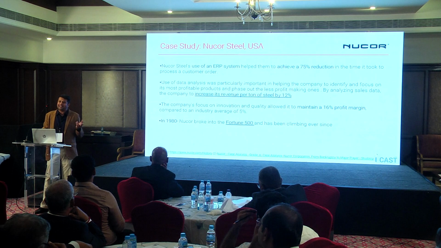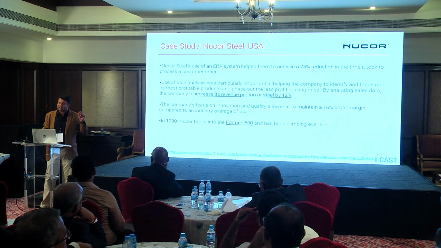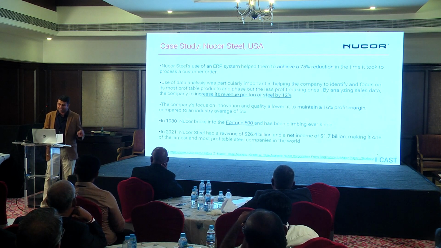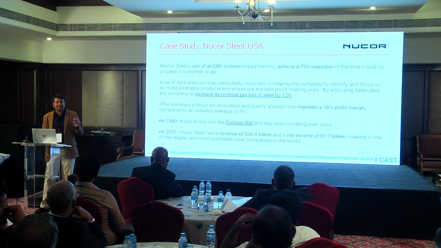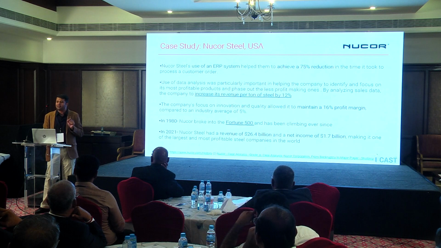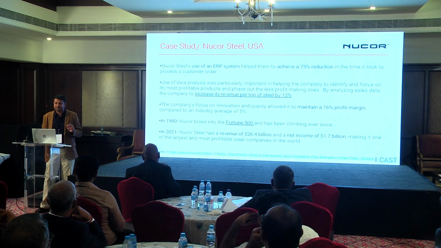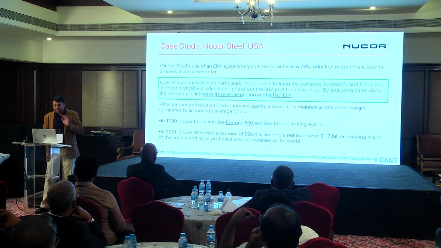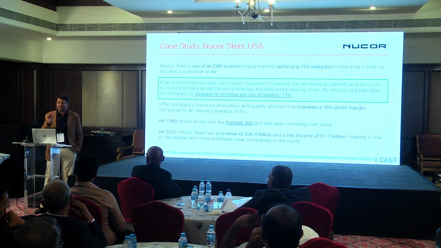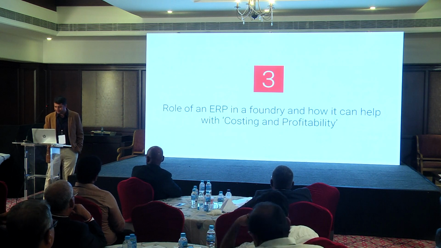So in the 1980s, just 15 years later, Nucor Steel broke into the Fortune 500. They are still, even today, one of the Fortune 500 companies, and in 2021 they booked revenue of $26.4 billion, out of which their net income was $1.7 billion. Now look at the turnaround they have done, right? So we are talking about the use of data analysis, doing costing and profitability analysis, and how it can help in a foundry with the help of ERP, right?